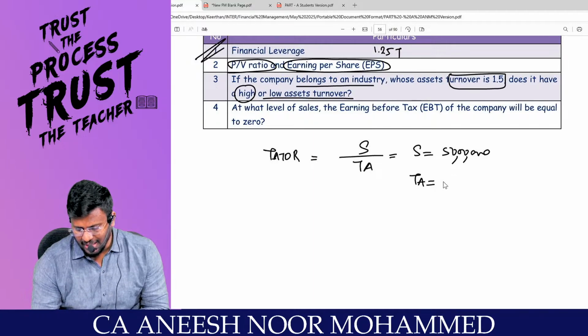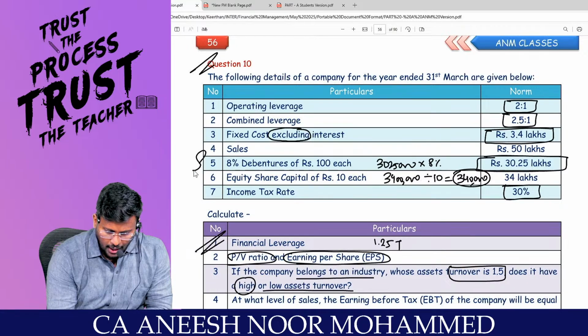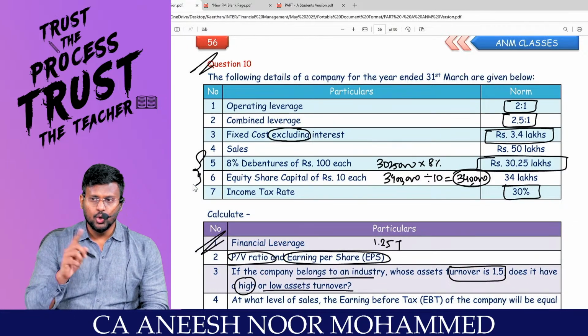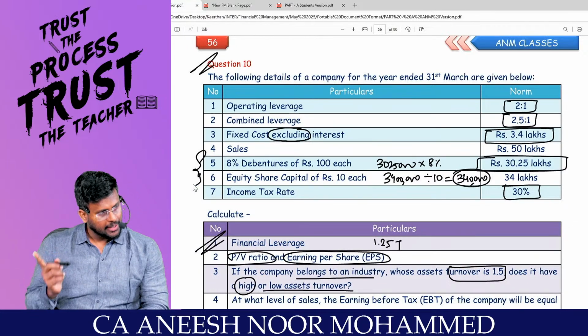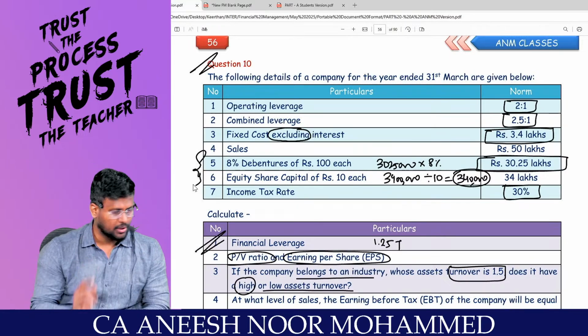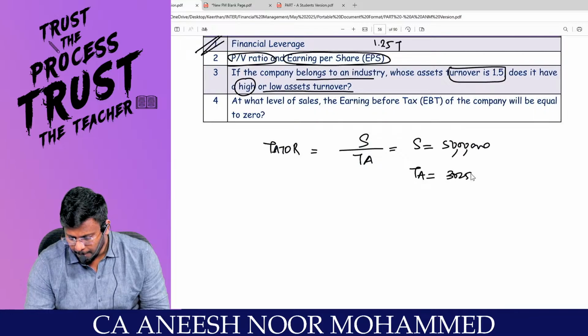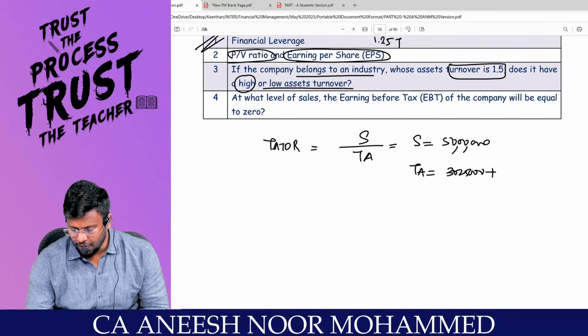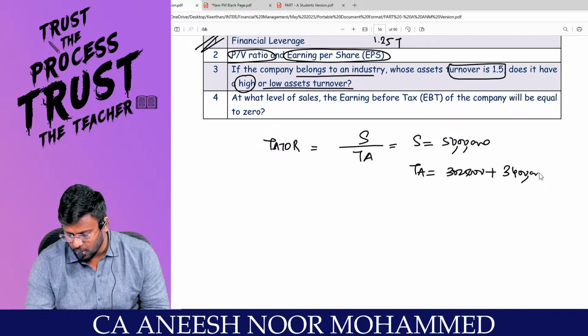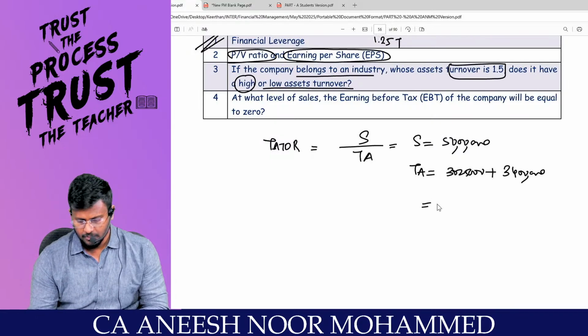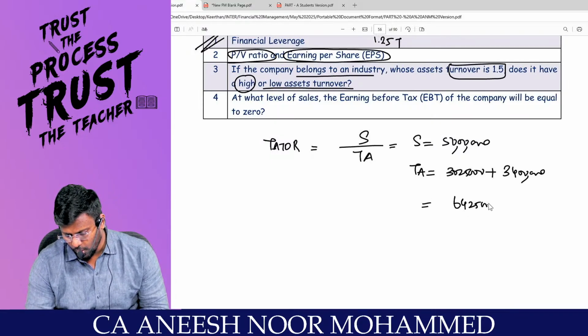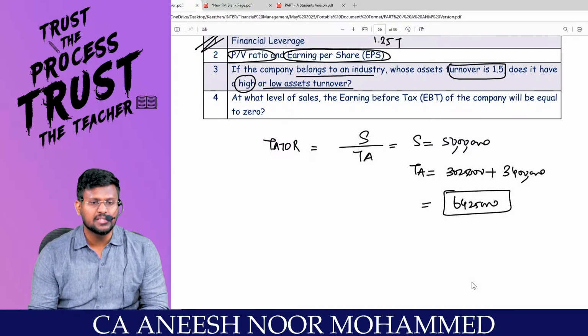Total asset is equal to, if you add debt and equity, you will get the liability side total. Liability side total will be equal to the asset side total. Comfortable? So 30,25,000 plus 34 lakh will be the total asset. It comes to 64,25,000 as the total asset.